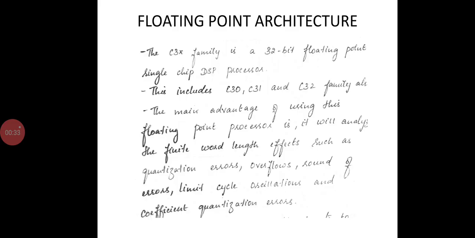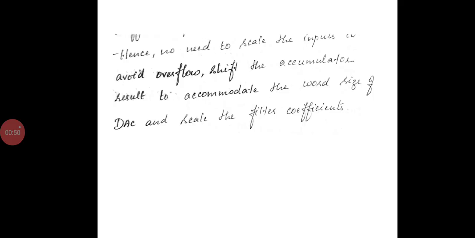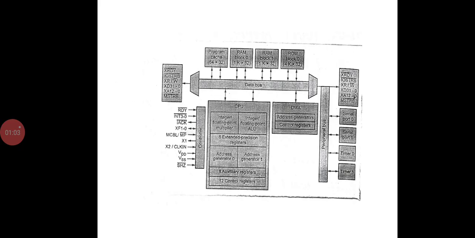The main advantage of using this floating point processor is that it eliminates the analysis of finite word length effects such as quantization error, overflows, round-off errors and limit cycle oscillation, and also coefficient quantization error. Hence, there is no need to scale the inputs, and to avoid the overflow, shift the accumulator result to accommodate the word size of the DAC and also scale the filter coefficients.